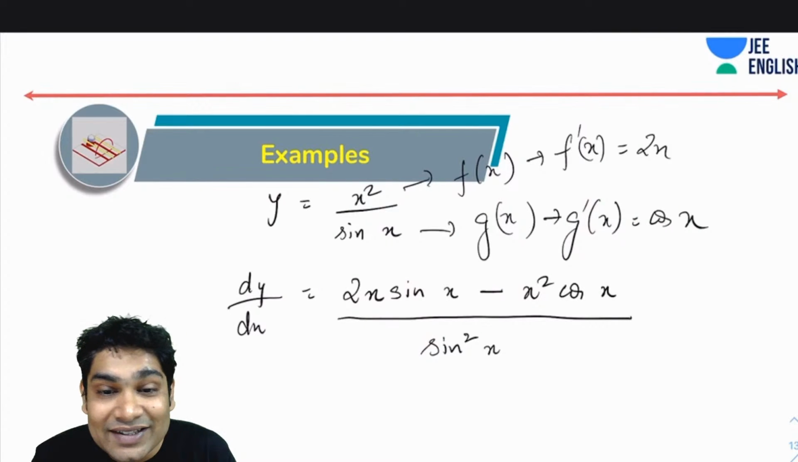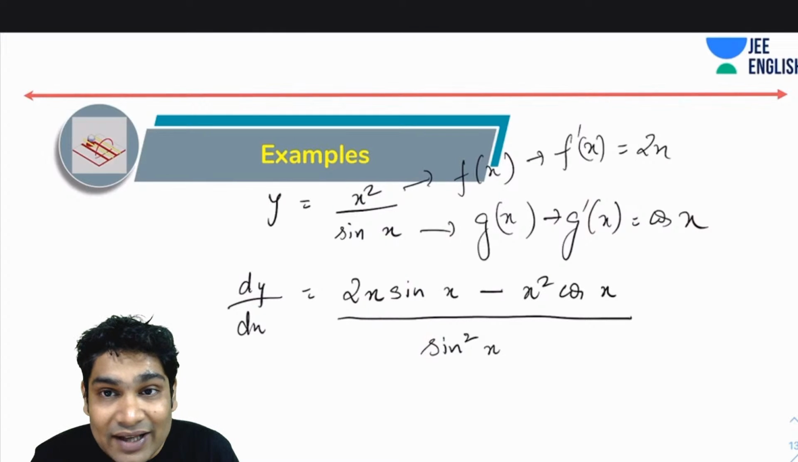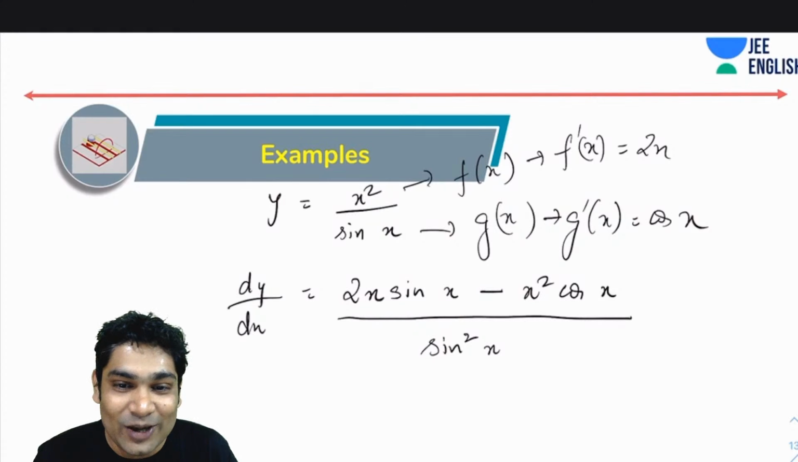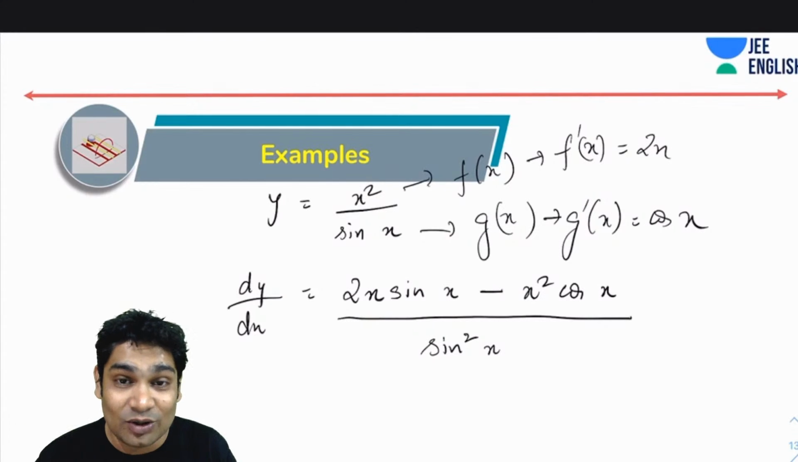All right, let's see the answers that you guys have written. So you wrote sine x times 2x, minus x square cos x, over sine square x. Very good, very well done. So all of you are getting a hang of this. Very nice. But trust me, you will need a lot of practice with this so that you become very used to it.